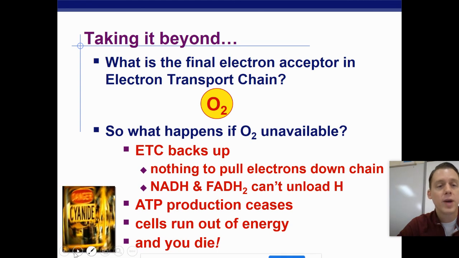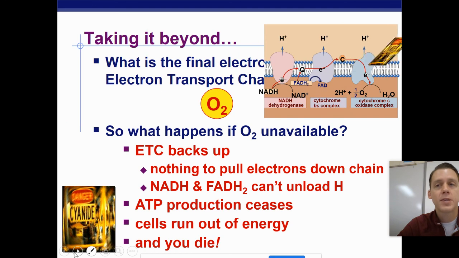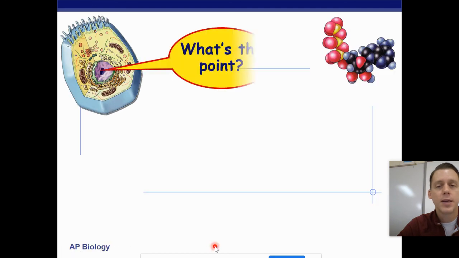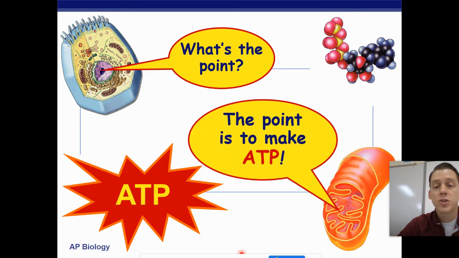All right, and that is where we are going to stop for today. It's an example we'll talk about later. So our point, to make ATP, and that is just what we did, about 40 ATP.